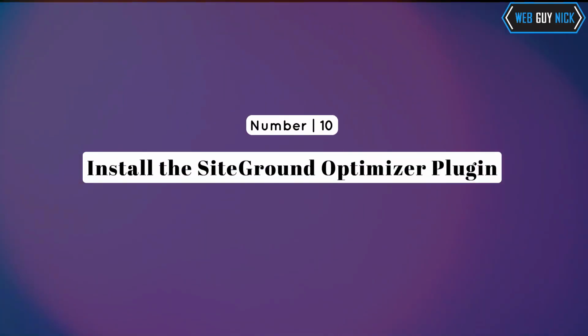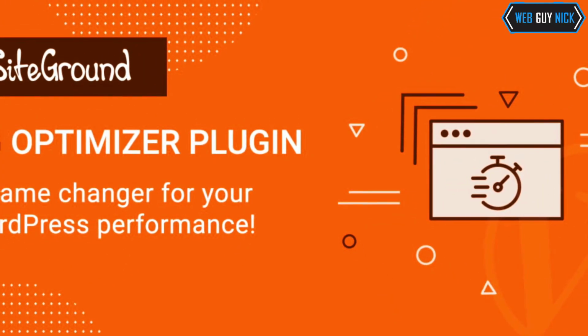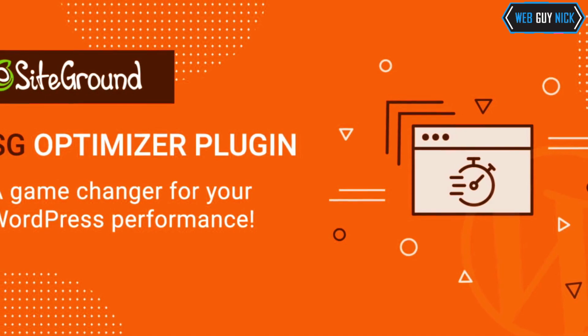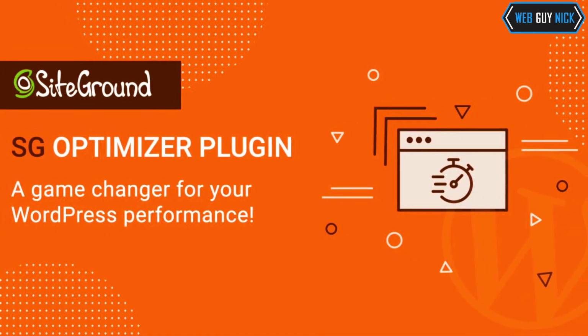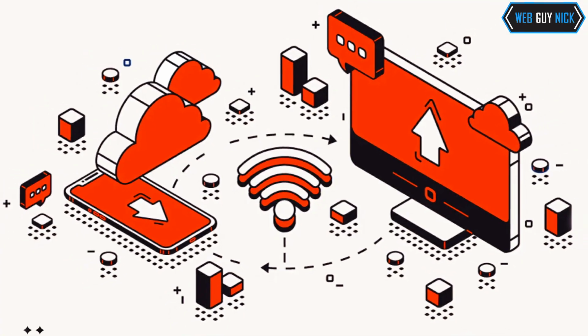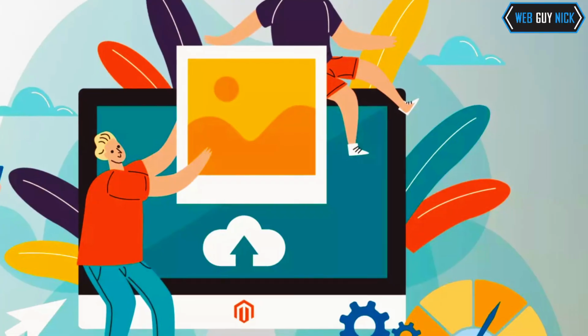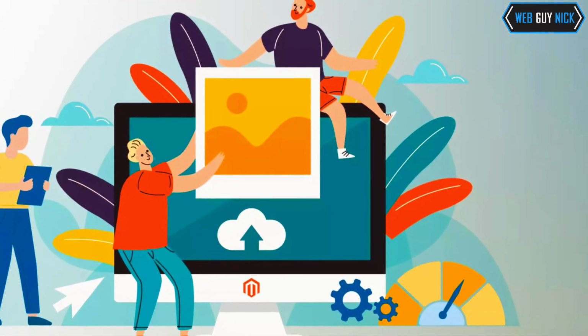Number 10. Install the SiteGround Optimizer plugin. To begin optimizing your website's performance, start by installing the SiteGround Optimizer plugin. This plugin offers a range of optimization features, including caching, image optimization, and code compression.